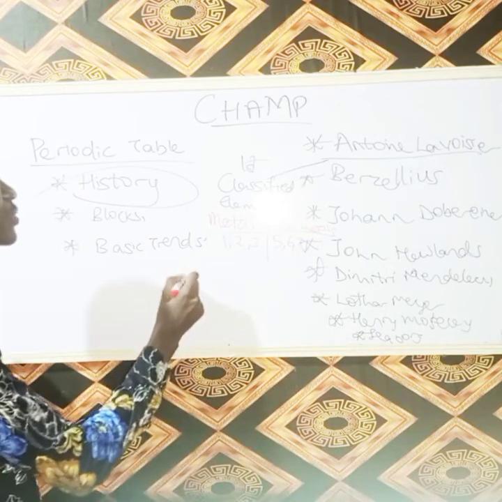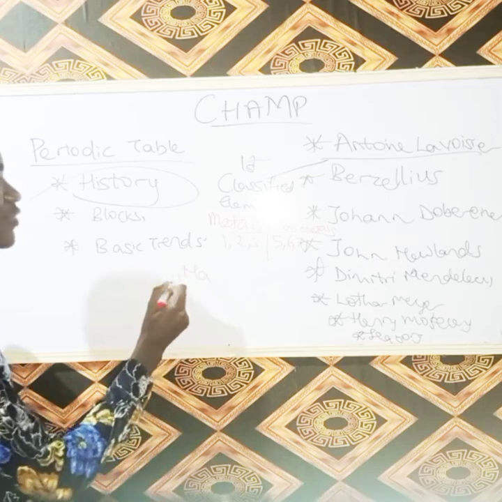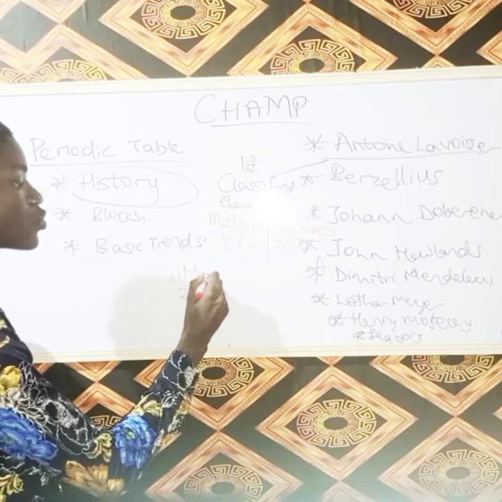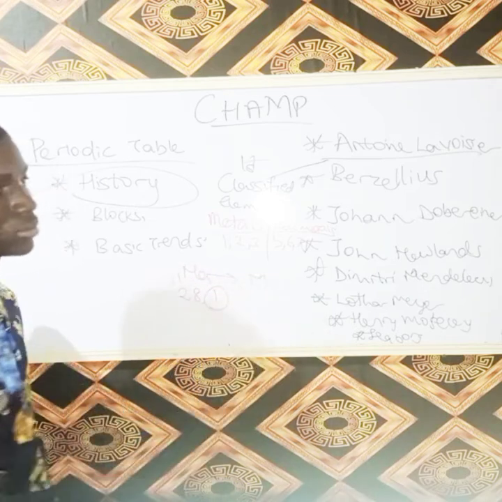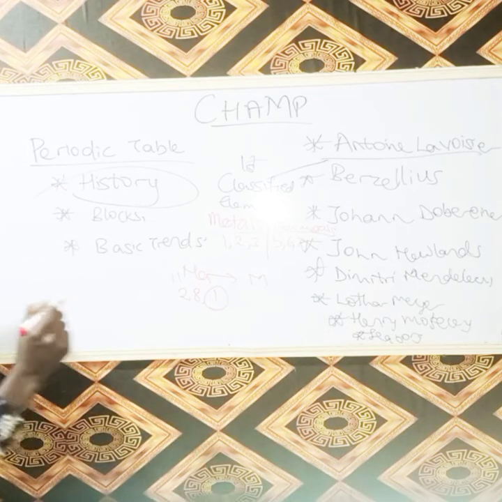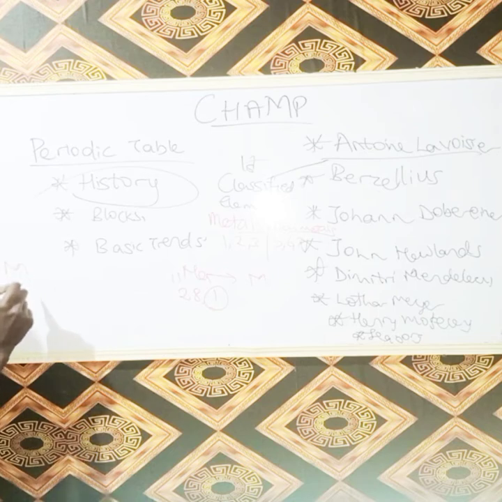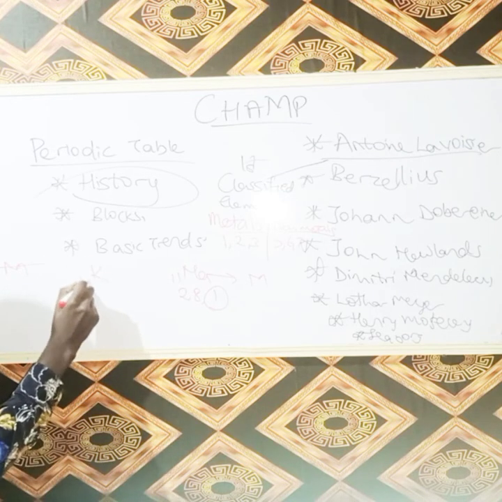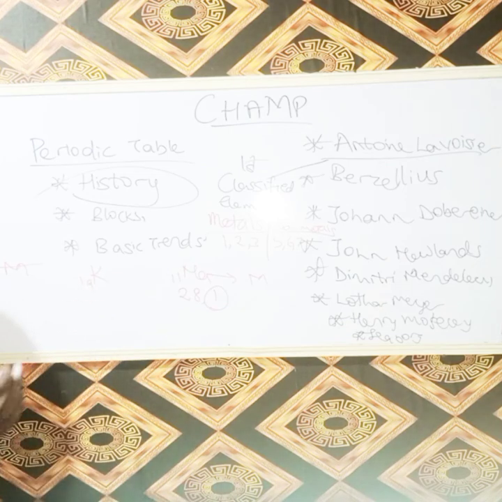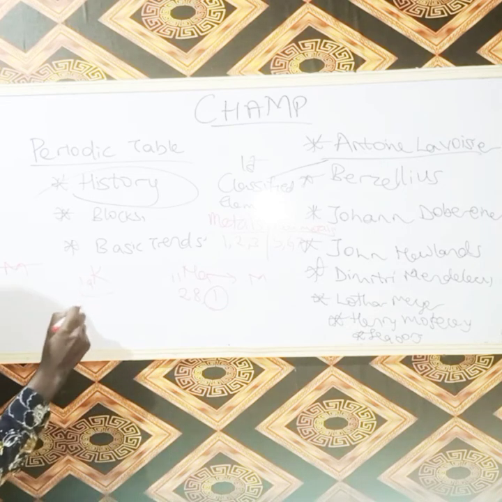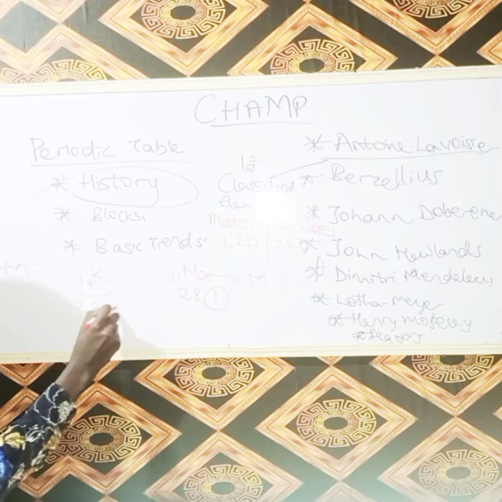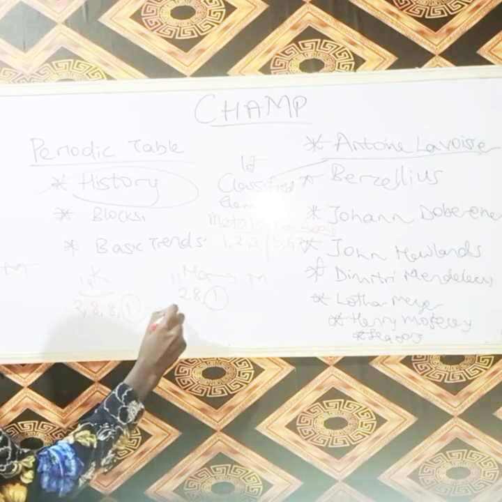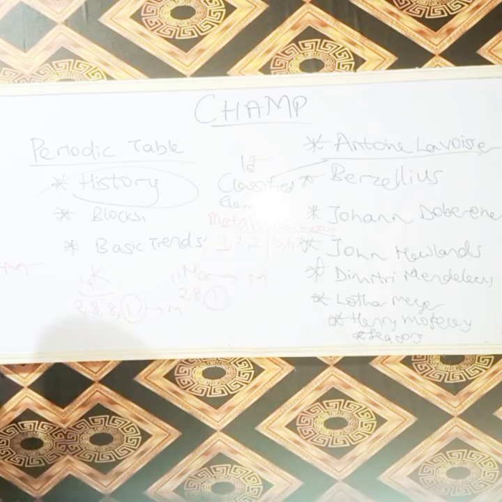Let's say we have sodium, 11. If you write it as 2, 8, 1, the valence electron is 1, so sodium is a metal. Try this one also: potassium is 19. Written out, it is 2, 8, 8, 1. So this is also a metal, because it has one valence electron.